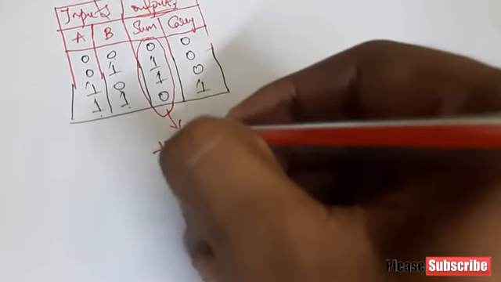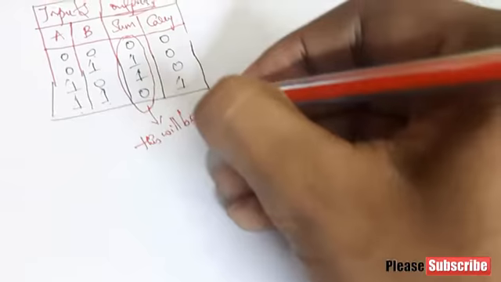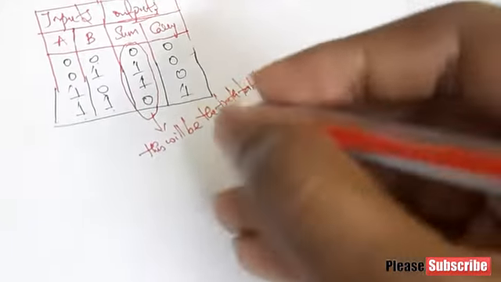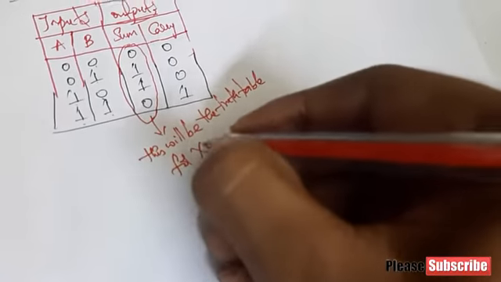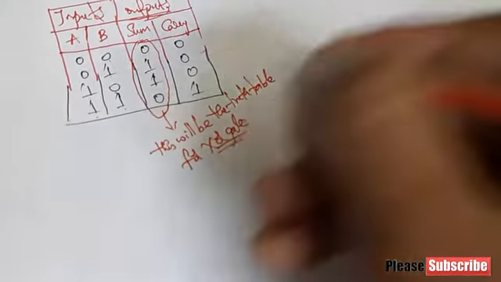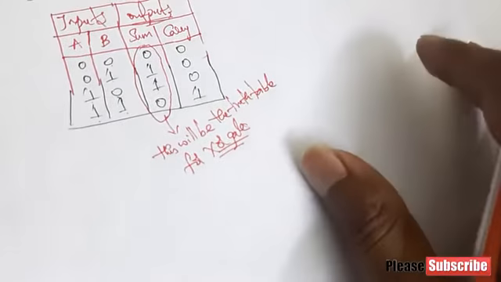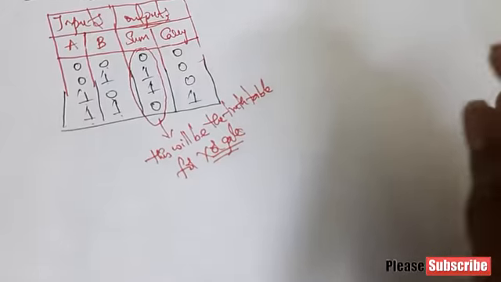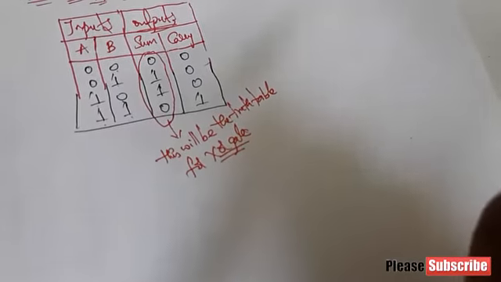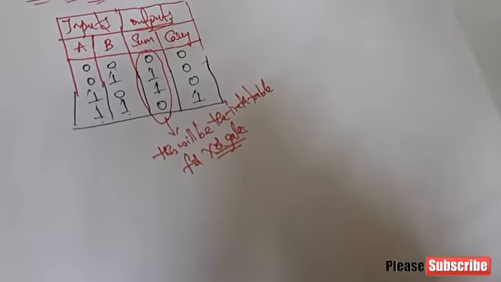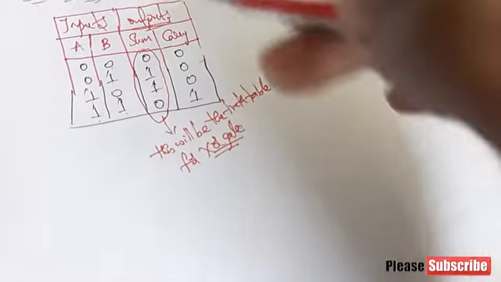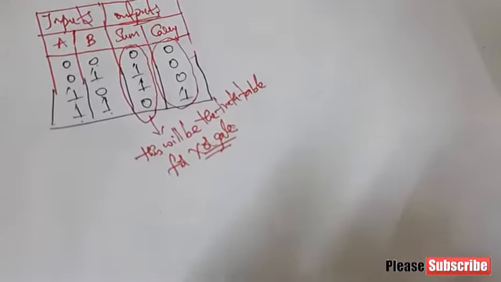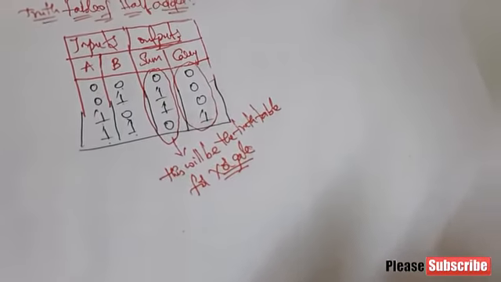This will be the truth table for XOR gate. You already know that. Let's do the K-map for this. You get this same answer. Here you can observe the carry will be the truth table for AND gate. Let's see whether this is right or wrong.